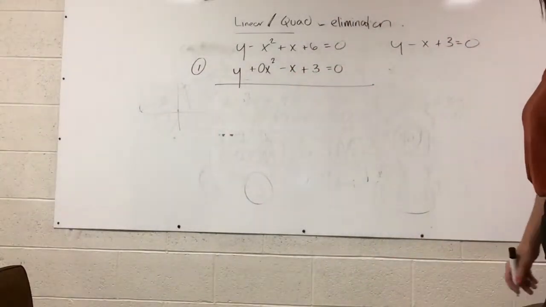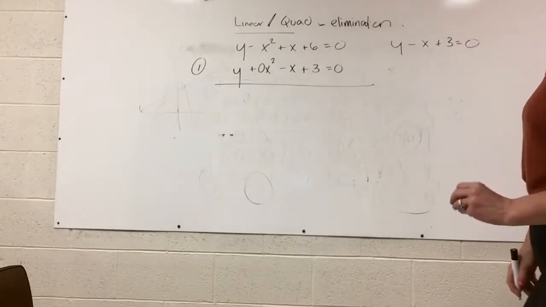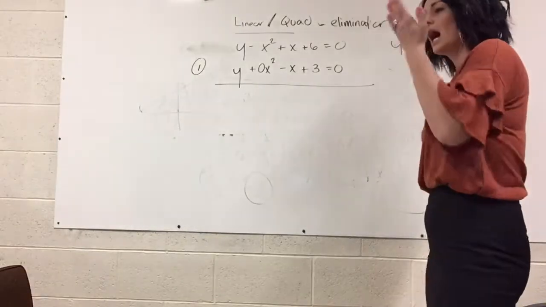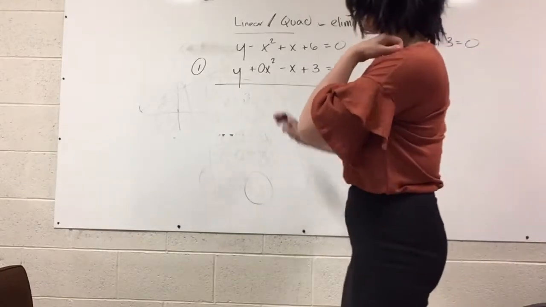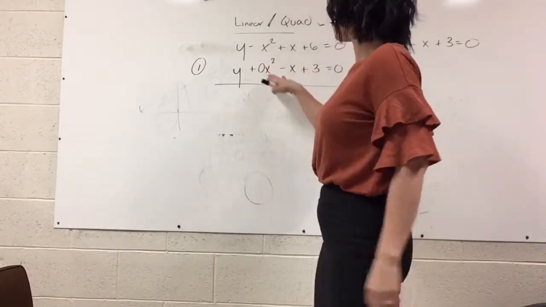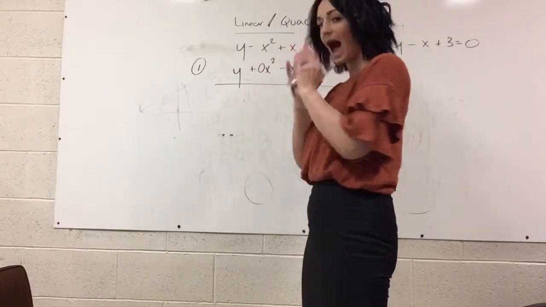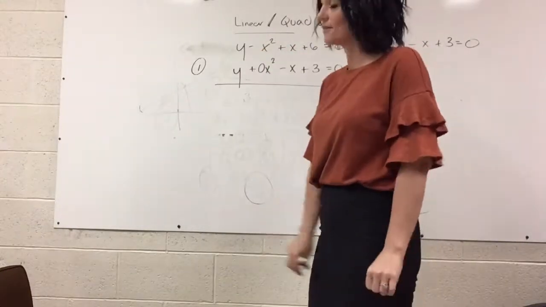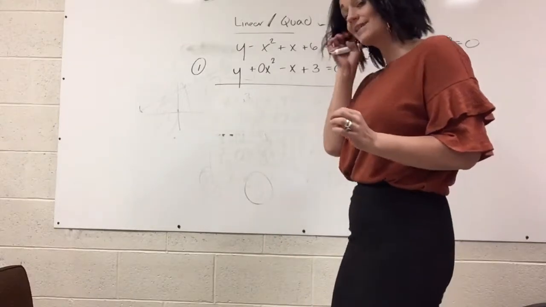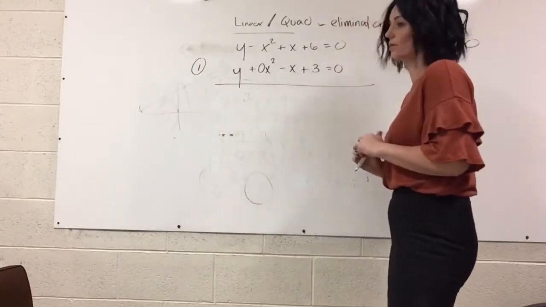The next thing I want to do is figure out which variable I'm going to eliminate. And in order to eliminate a variable, I need to have the same coefficient in front of the variable. Having said that, I won't be able to eliminate the x's because I have an x squared and an x. So I have to eliminate the y's in this situation. They actually already have the same coefficient. So in this example, I don't have to scale either of the two equations.